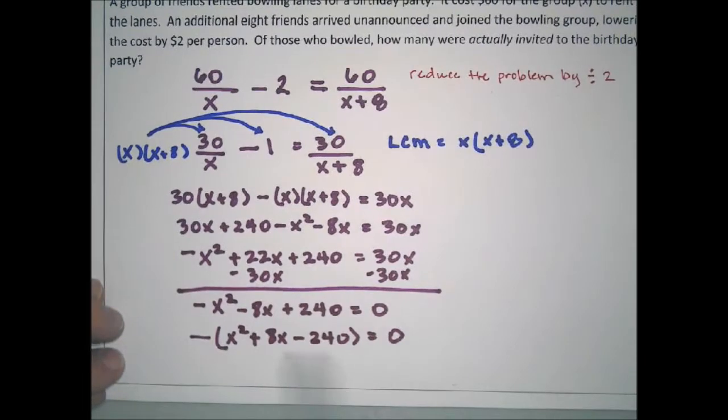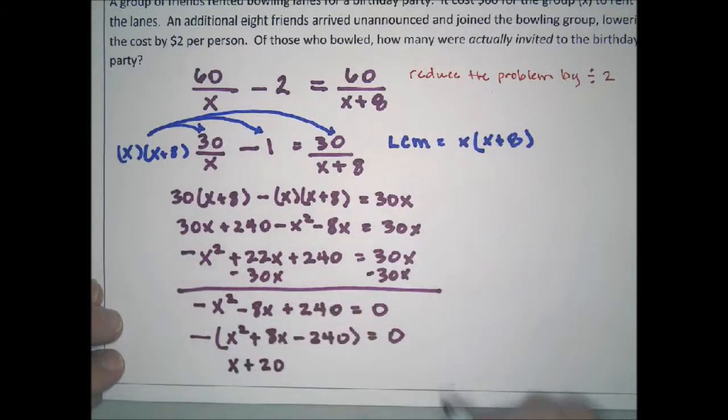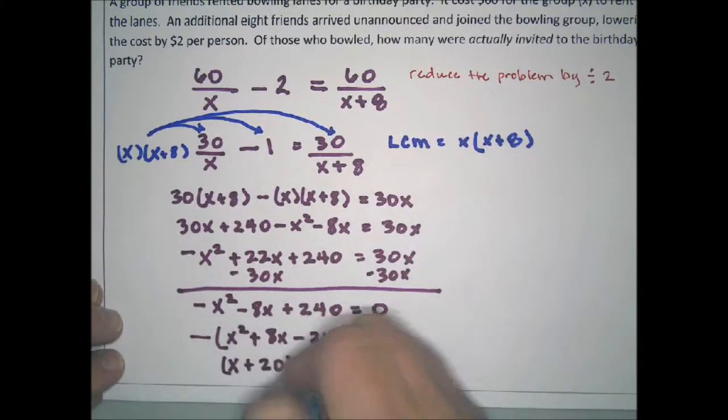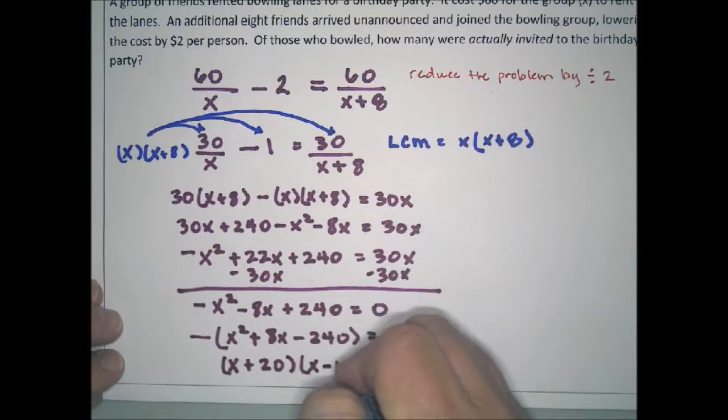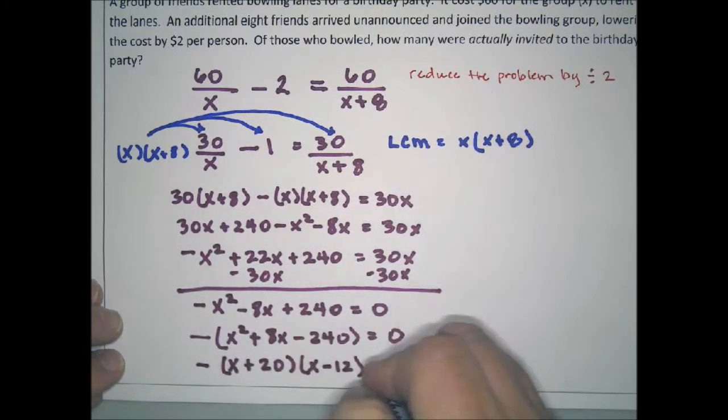Now, I could play around with these factors for a while. This is factorable, or I could use the quadratic formula. The factors are 12 and 20. So the factors that multiply to give you negative 240 and add to give you positive 8 are x plus 20 and x minus 12. And then I've got that negative sign right there.